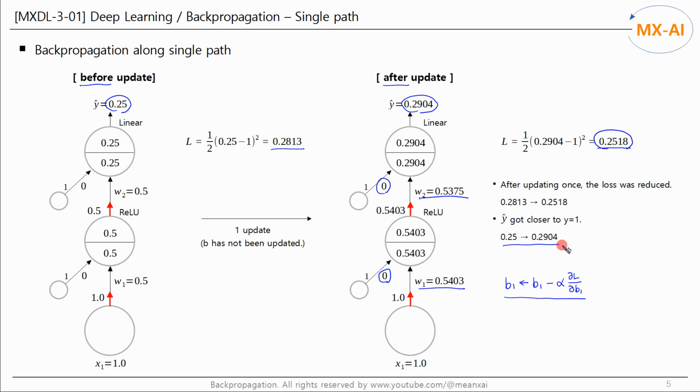By iteratively updating W and B in this way, the loss value gradually reaches a local minimum. And the output value of the neural network becomes increasingly closer to the desired output value. This is the training process of a neural network using gradient descent and backpropagation.